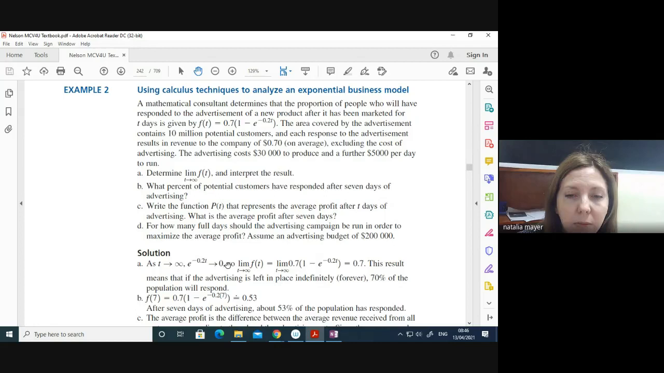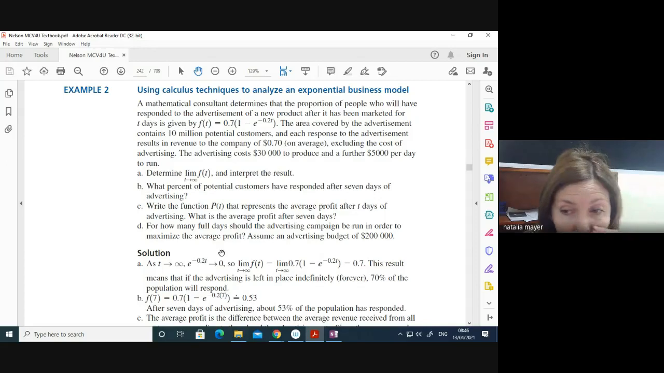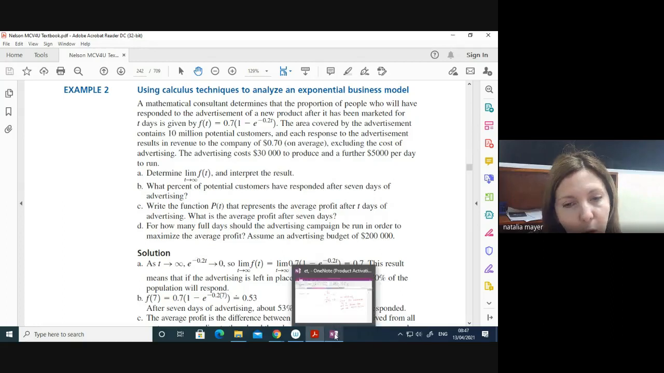My question is why this is true. If t is infinite, or approaching infinity, which means it's a big positive number, why is it true that e to the power of negative 0.2 times t is approaching 0? Ideas? No ideas.